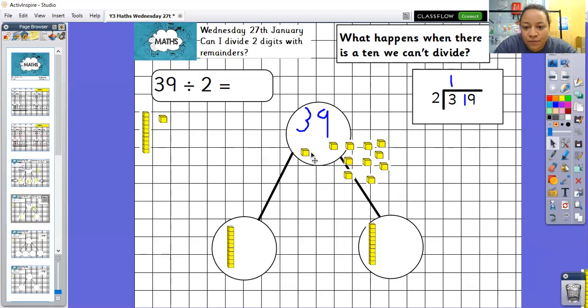So 1, 2, 3, 4, 5, 6, 7, 8, 9, and 10. Now, if I counted up all of these, I think what you'd find is that I would actually end up with 19 ones. So it's quite a lot. Let's see if we can share them out equally. So here we go. I'm using my one each technique, and I keep sharing them until they're all gone.